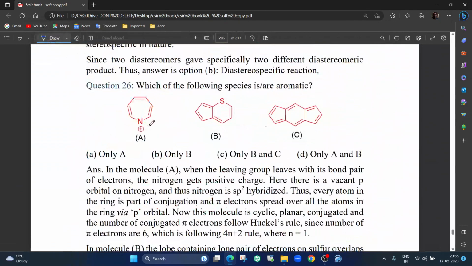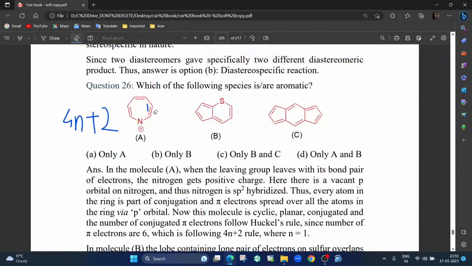So what does Huckel's rule mean? You should follow 4n plus 2. It should have 4n plus 2 pi electrons. So here how many pi electrons are there? 2 plus 2 plus 2, 6. So 4n plus 2, when n is equal to 1, 4n plus 2 is 4 into 1 plus 2 equal to 6 electrons, right?